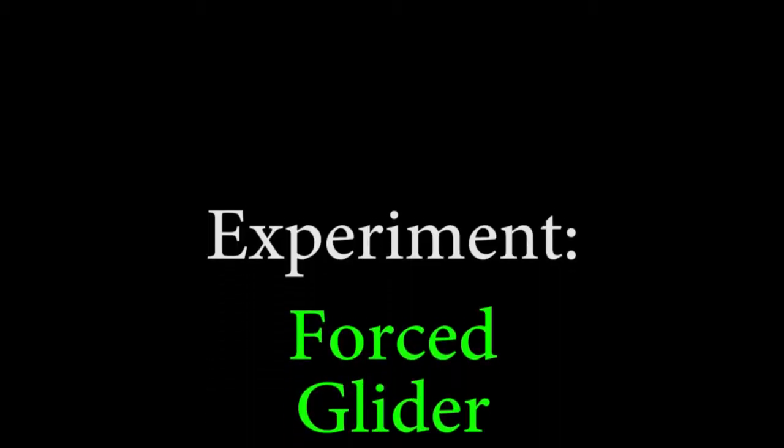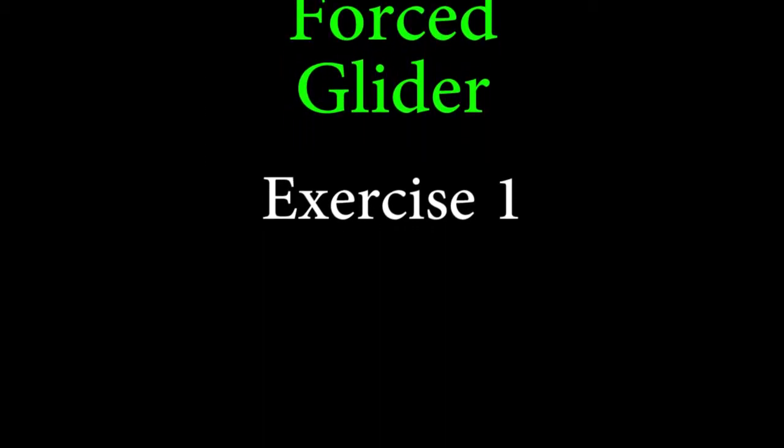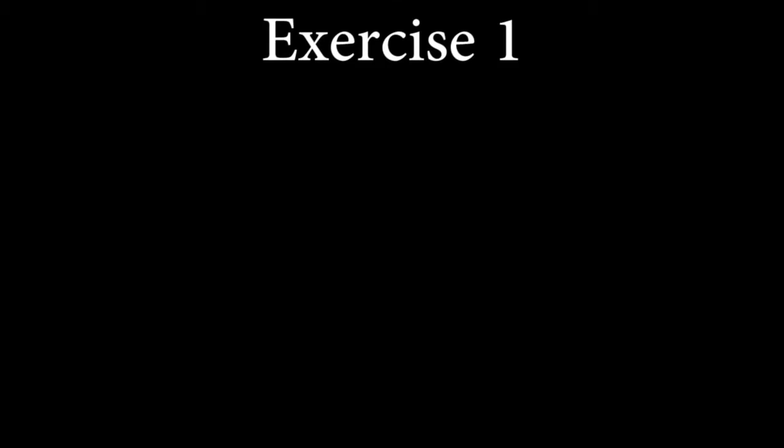Welcome to the Force Glider video. In exercise 1, we'll be calibrating the photogate phase offset and constructing amplitude and phase spectra for a glider undergoing forced harmonic motion.